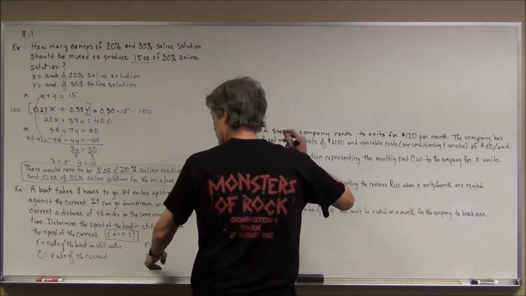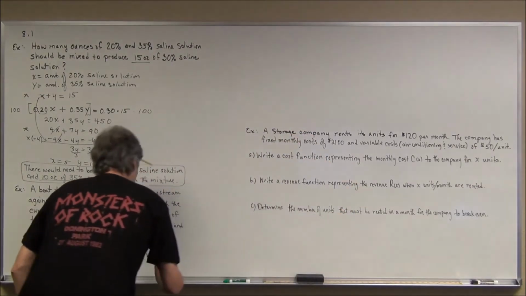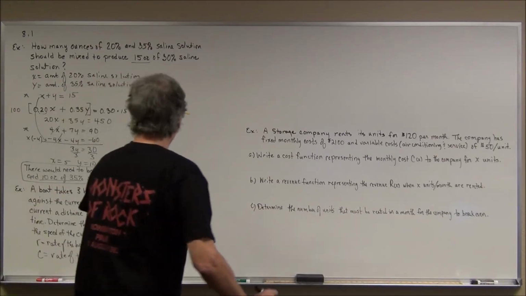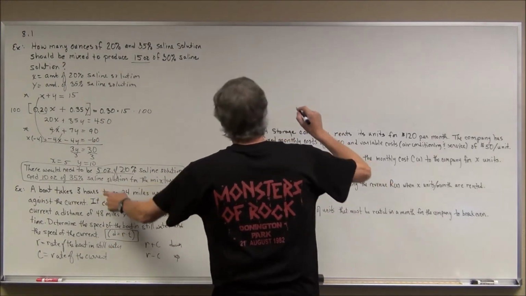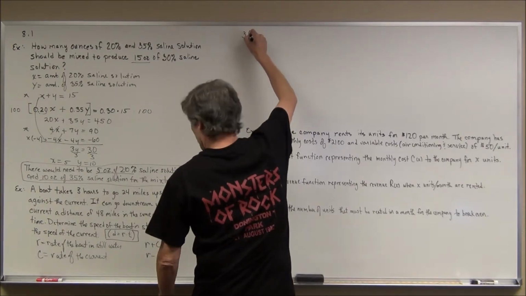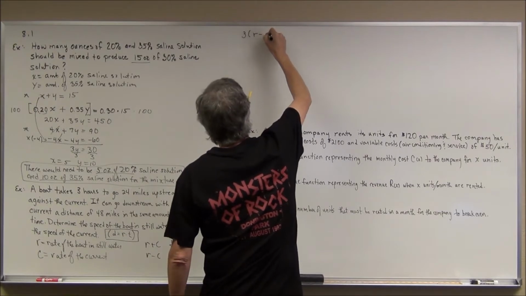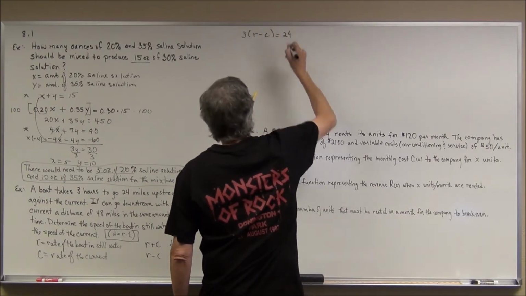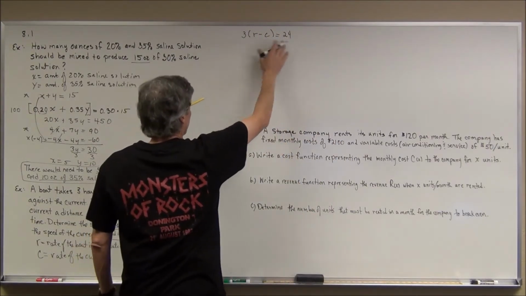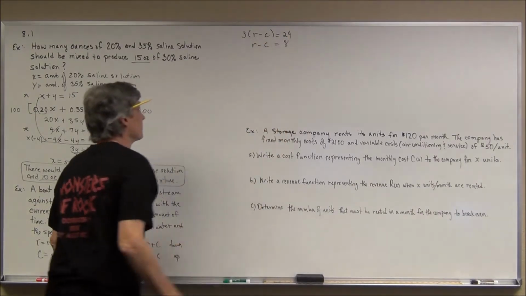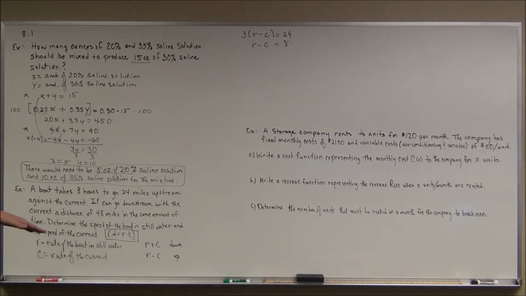So my rate here is R minus C upstream. This is downstream. This is upstream. So R minus C is my rate times my time is 3. So I'm going to write 3 times the quantity, I'm going upstream, R minus C, and I'm going to get 24 miles. Now if I choose to, I could divide both sides by 3, and I would get R minus C is equal to 8.